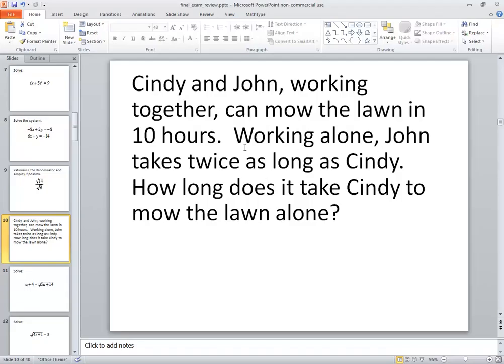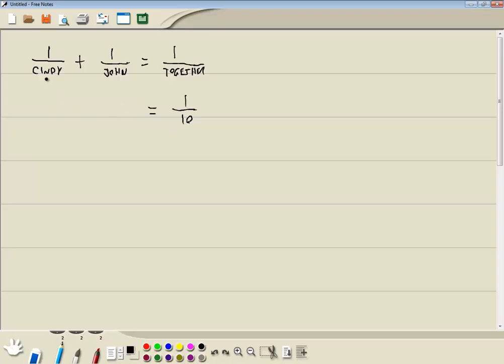Okay, working alone, John takes twice as long as Cindy. John is being put in reference to Cindy, so Cindy should be the x. So Cindy will be 1 over x. And John takes twice as long, so if this is x, this will be 2x. Think about it. If this was 10 hours, twice as long would be 2 times 10, or 20 hours.